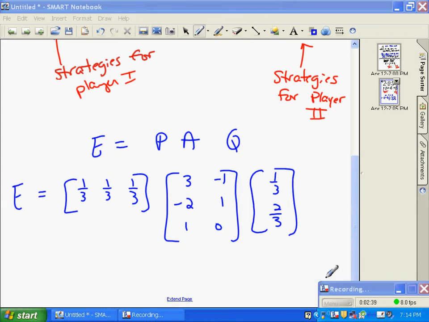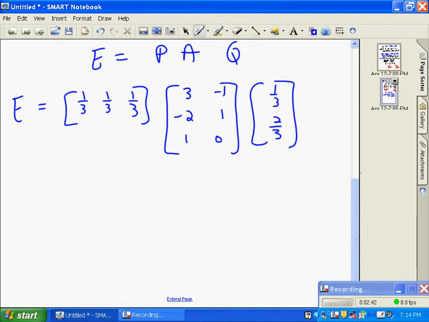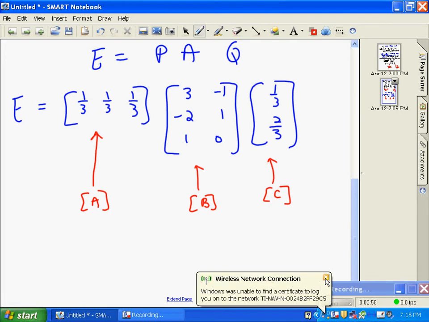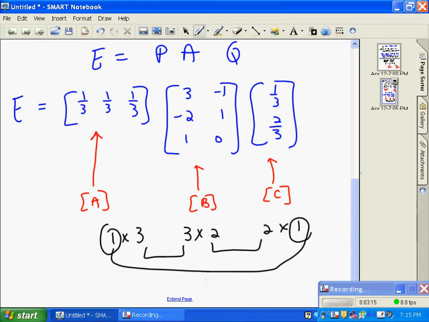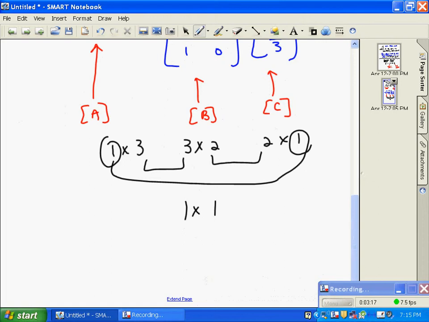When you type this in your calculator, you put this under matrix A, this under matrix B maybe, and this one under matrix C. It really doesn't matter where you put it. When you multiply it out on your screen, you take A times B times C. If you're thinking these might not work, think about the dimensions. This is a 1 by 3, this is a 3 by 2, and this is a 2 by 1. So those two match up, these two match up, and your answer will be that dimension, a 1 by 1 answer.